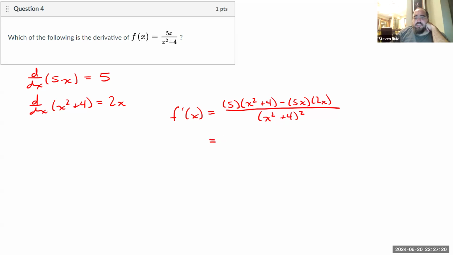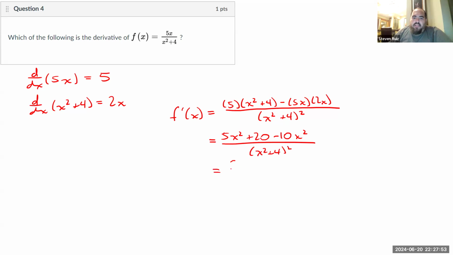I did not capture the choices, but we're done with the derivative. This is the derivative, but let's go ahead and simplify a little bit. Maybe we can give you a little more of a clue what your correct answer on the multiple choice portion is here. So if I expand all these brackets, I get 5x squared plus 20 minus 10x squared all over x squared plus 4 squared.